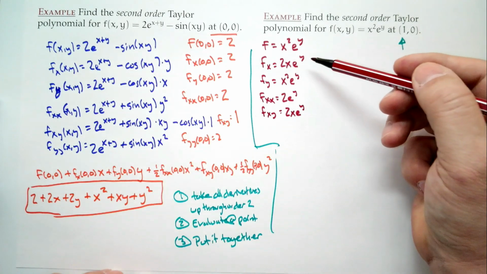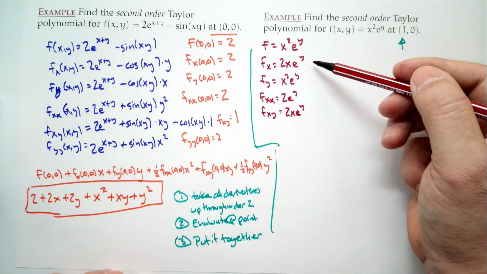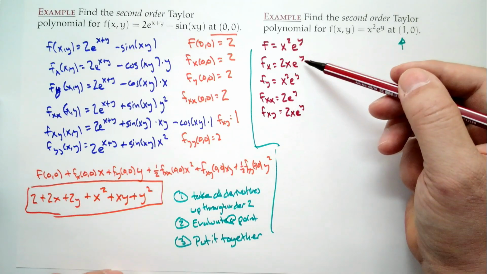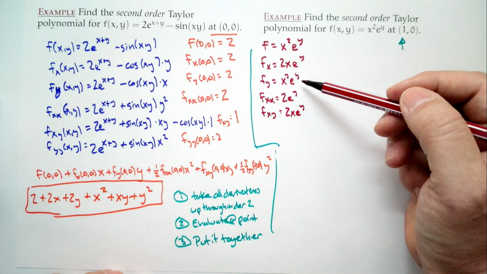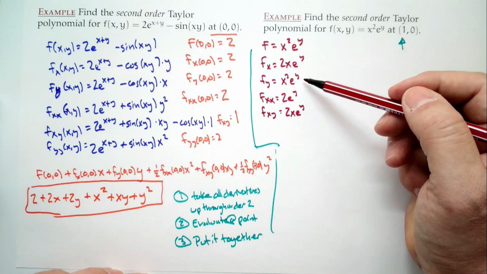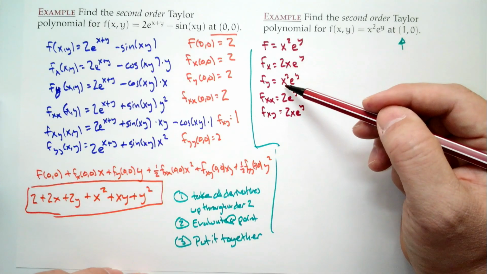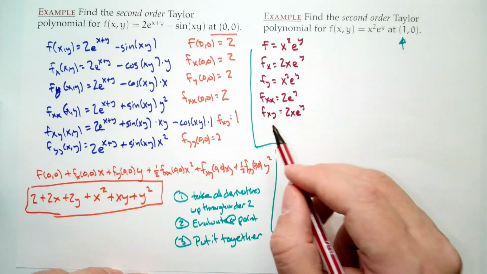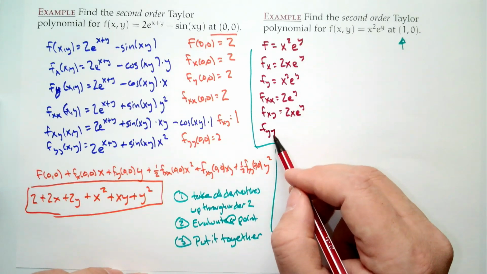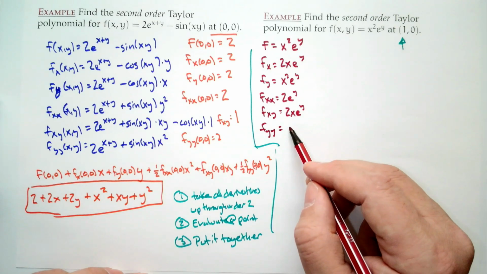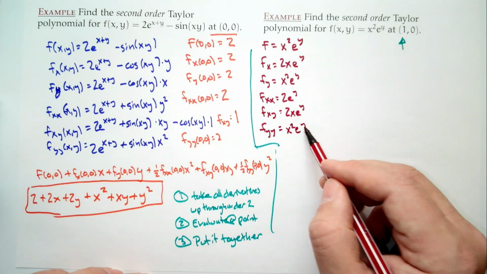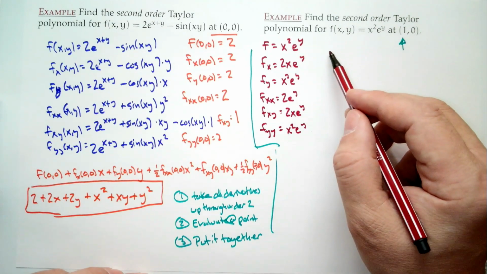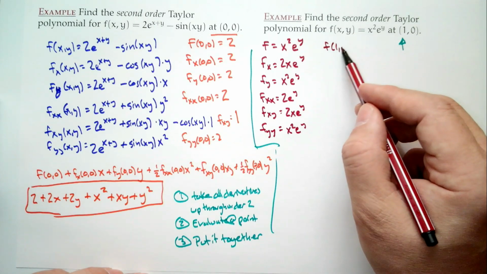Because you can come up to f sub x and take that derivative with respect to y. The 2x is a constant, and the derivative of e to the y is e to the y. Or you could go to f sub y, take that with respect to x. You get the x squared, derivative of that's 2x, and e to the y stays as it is. fyy is x squared e to the y. Okay, so that's a little bit easier to write down those derivatives. Now you evaluate f at 1, 0.